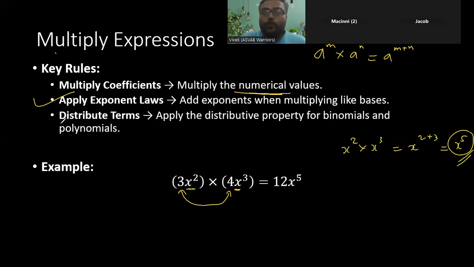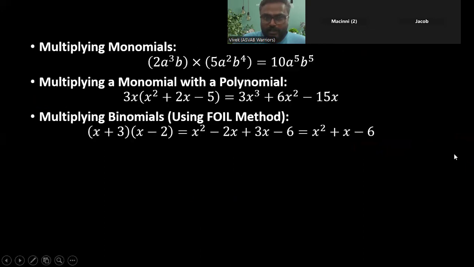Now I'm going to solve a few questions so that you understand everything clearly, and then we can solve further questions. Now, multiplying monomials, guys. Monomials means a single term with another single term. Now, we will be multiplying the numerical value with the other numerical value.